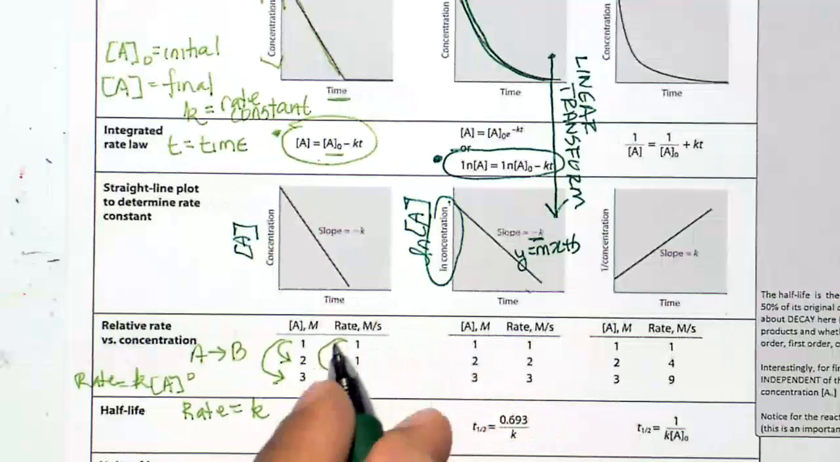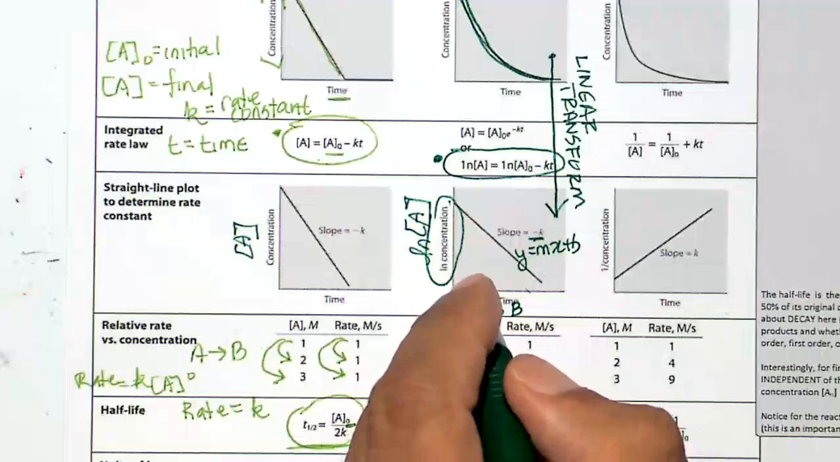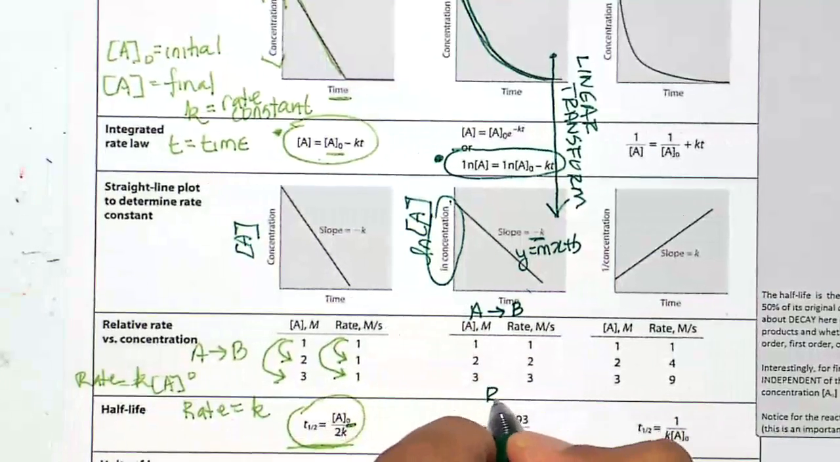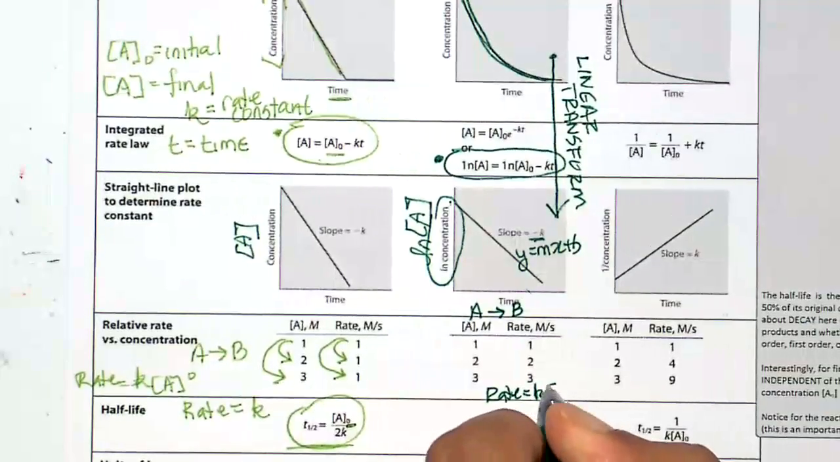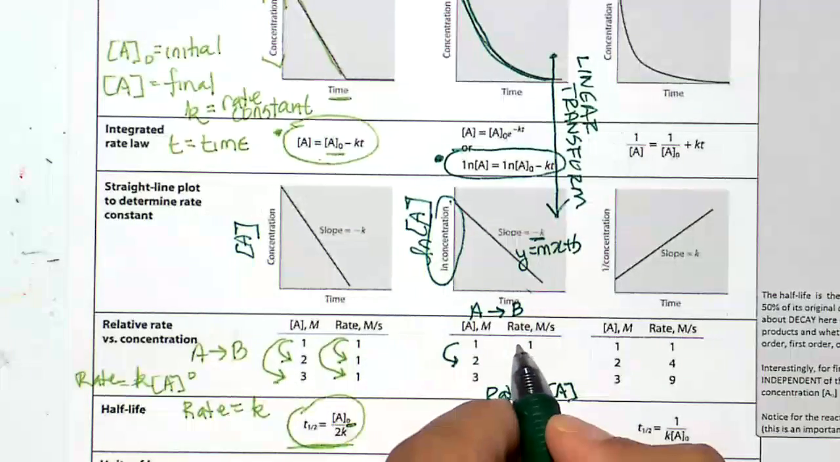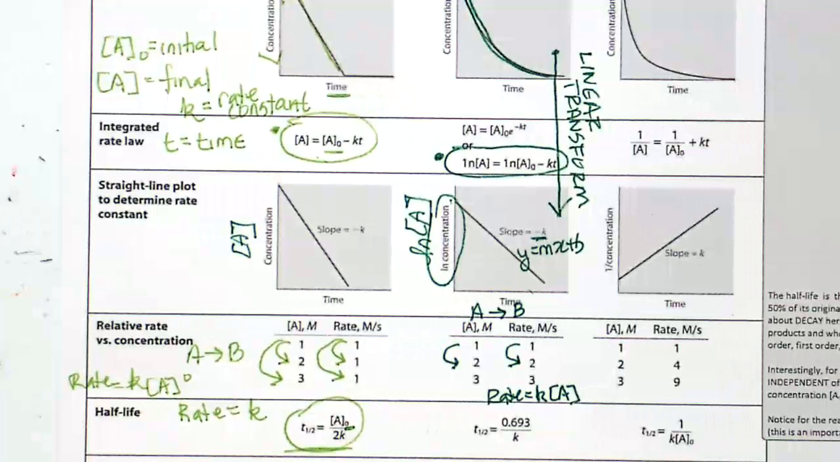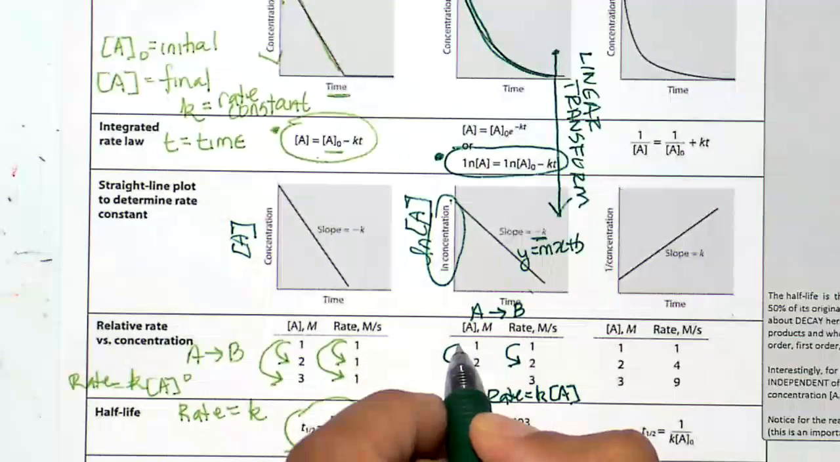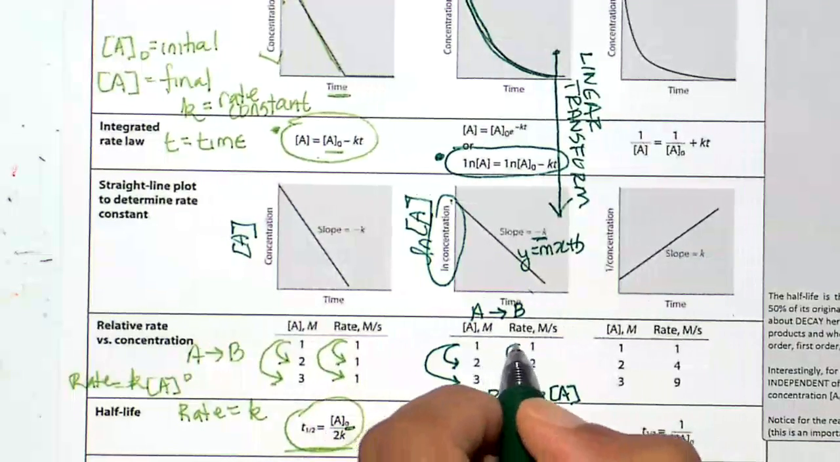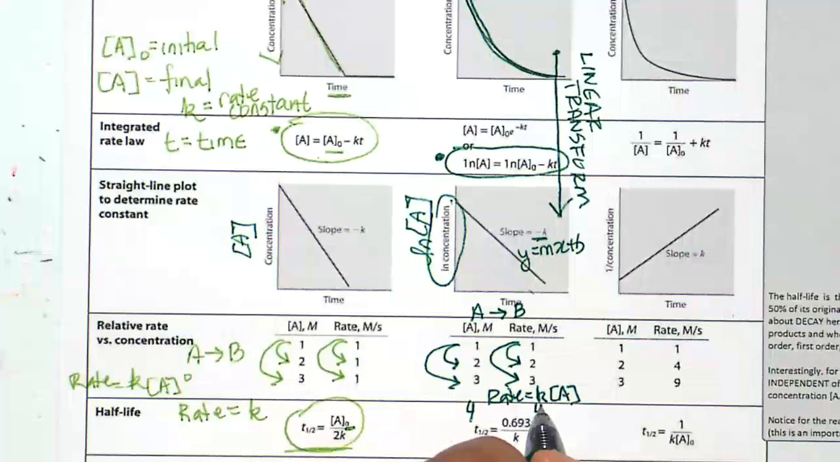All right, what happens if you have a reaction where A goes to B, and you know A decays with first order kinetics? What happens if you double A? How fast will the reaction proceed? If you double A, how fast will the reaction go if it's first order? It will double. If you triple A, how much will the reaction go? If you quadruple A, how much will the reaction go?